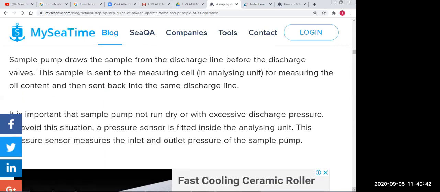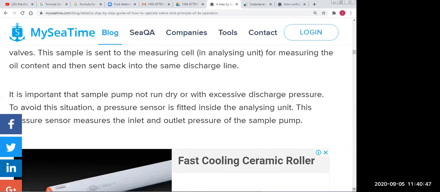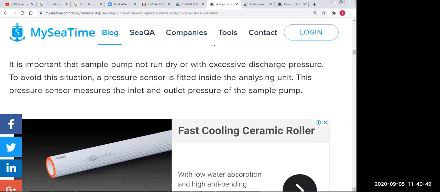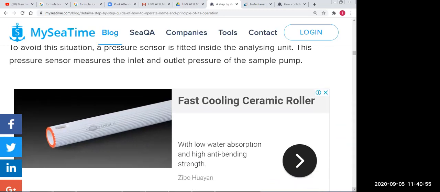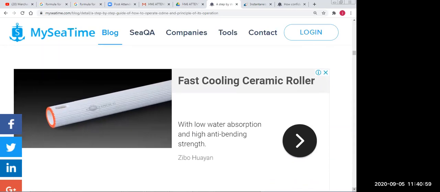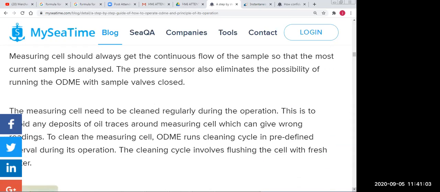And the sample is extracted by the sample pump and put into the analyzing unit. And since the sample pump should not run dry, there is a pressure sensor which will keep taking the sample from the line, and if it is too low, then it will ask you to increase the pump RPM.